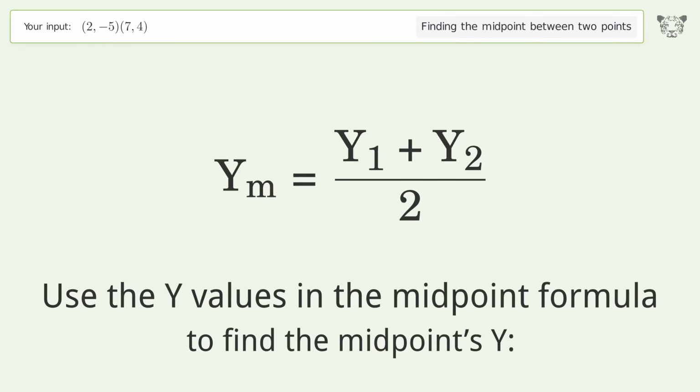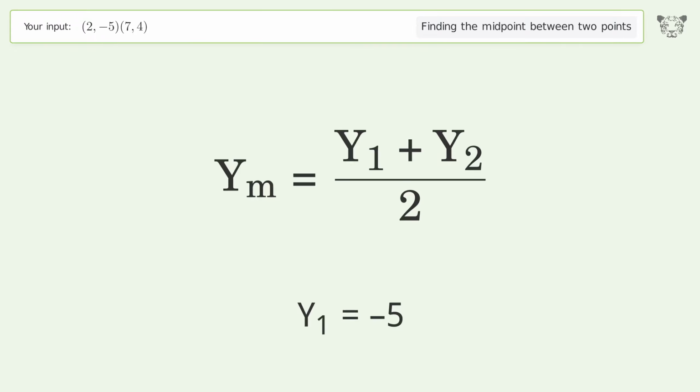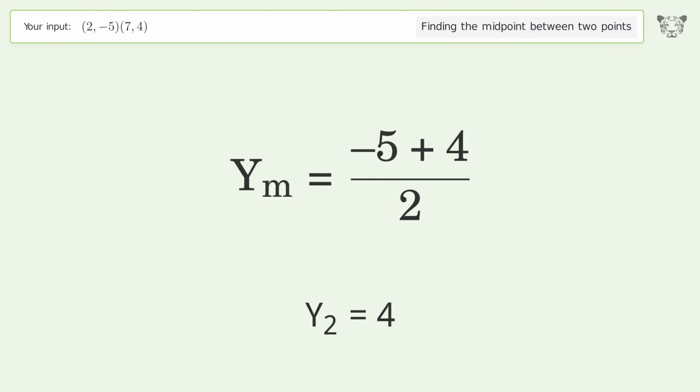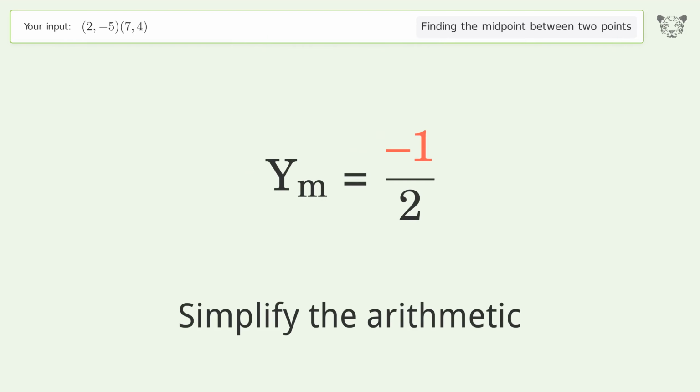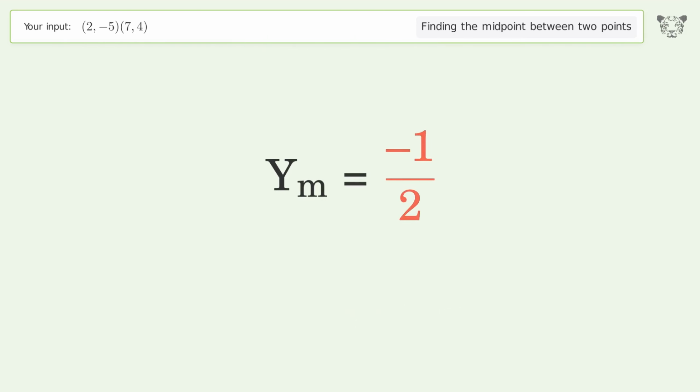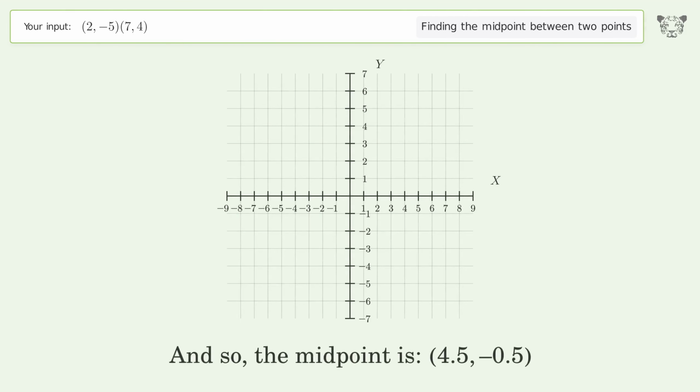Use the y values in the midpoint formula to find the midpoint's y. y1 equals negative 5. y2 equals 4. Simplify the arithmetic. And so, the midpoint is 4.5, negative 0.5.